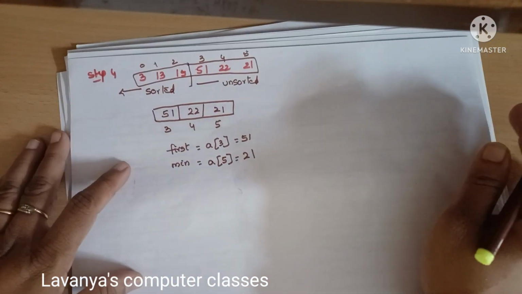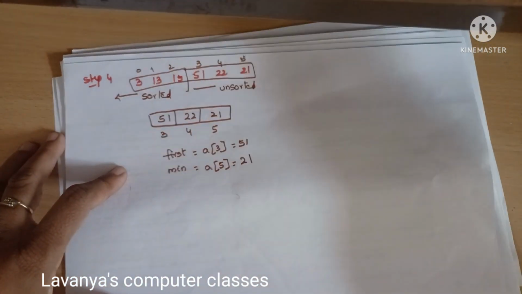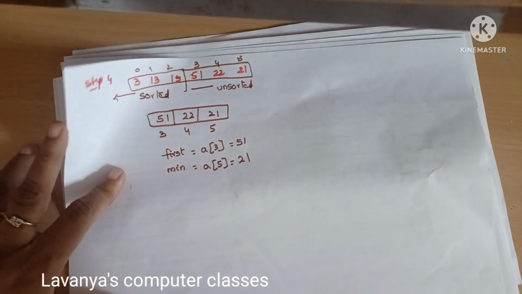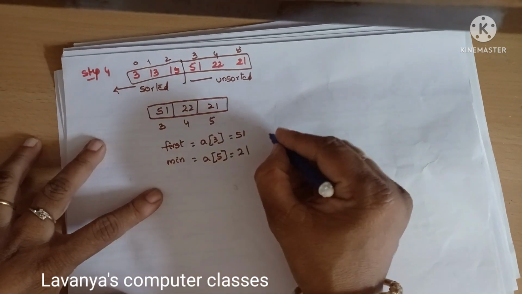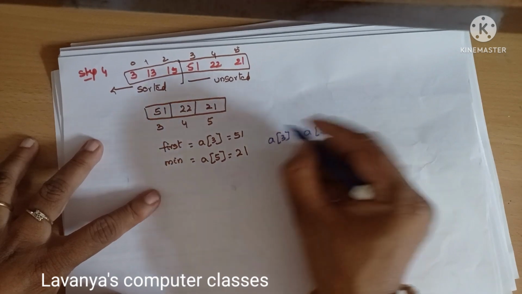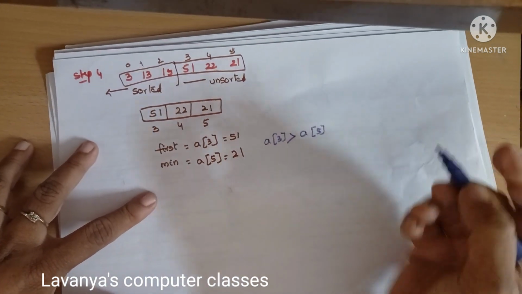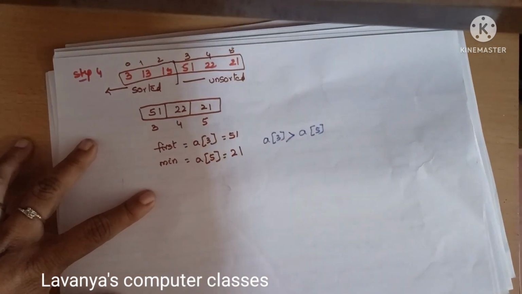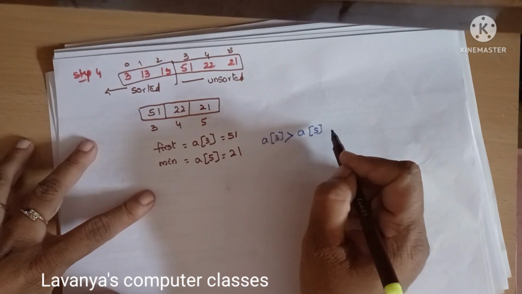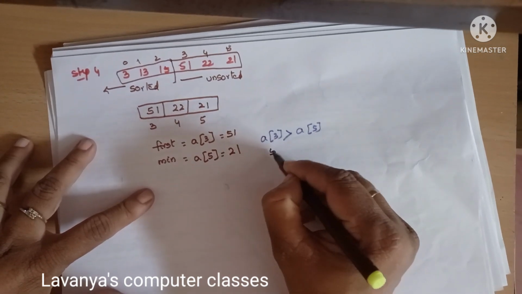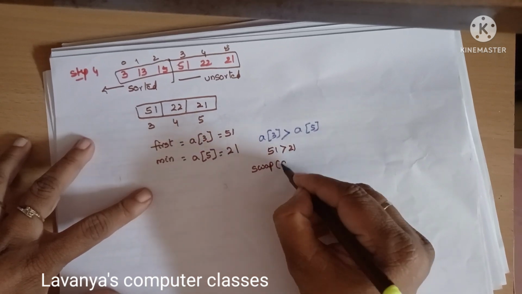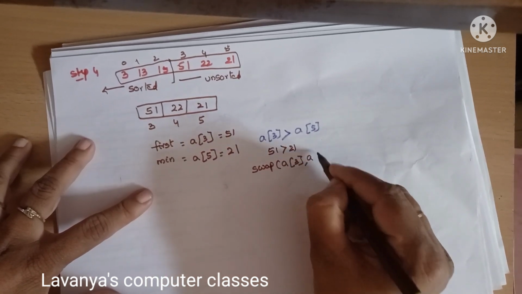Okay. Again the same procedure. What do you have to do now? You have to do a comparison. Compare the minimum element and the first element. That is A of 3 value and A of 5 value. A of 3 value is more than A of 5. But according to the sorting rule, the first element is always smaller than the next element. But here 51 is more than 21. So we have to swap these two values, A of 3 and A of 5.